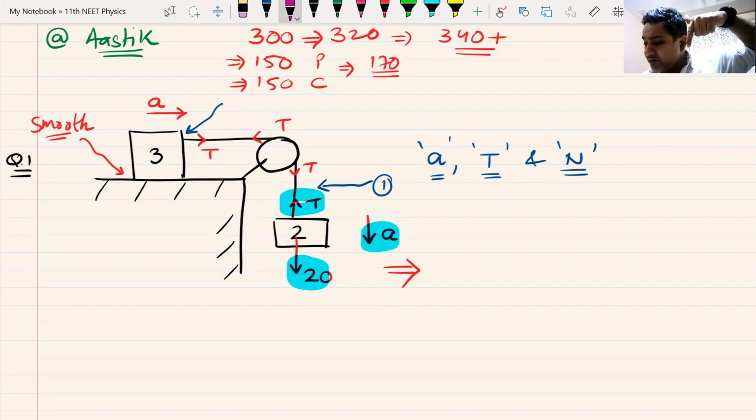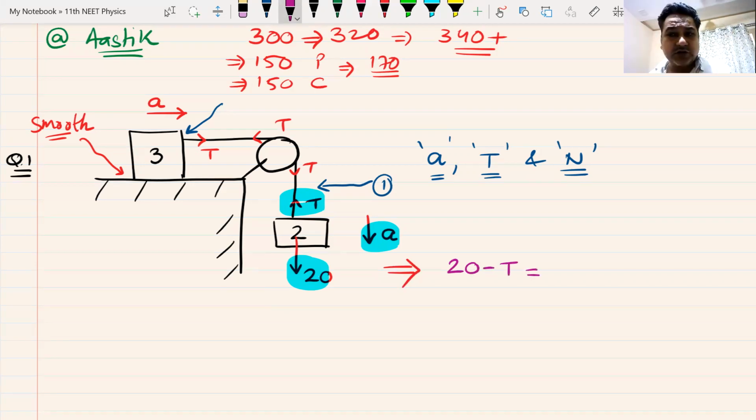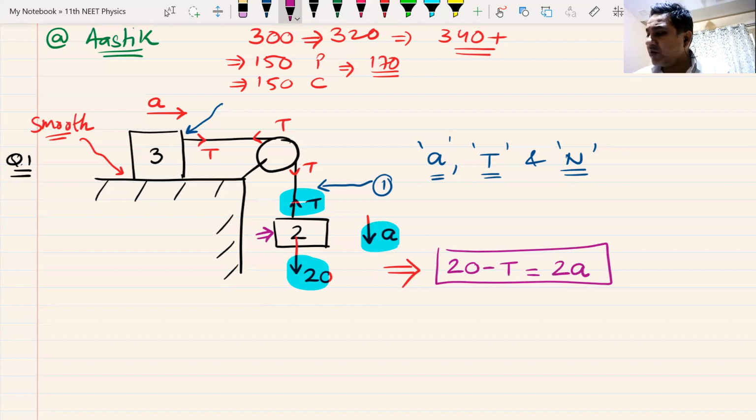20 is downwards, T is upwards. So 20 minus T is equal to mass into acceleration. Mass, as you can see, is 2 kg. So 2 multiplied by acceleration A. This becomes the equation for the 2 kg block: 20 minus T is equal to 2A. Do we understand this?